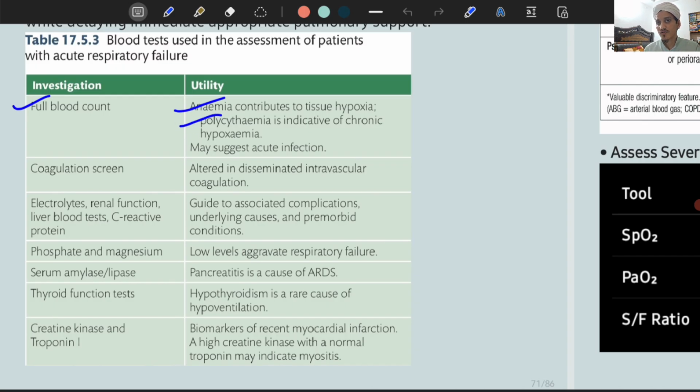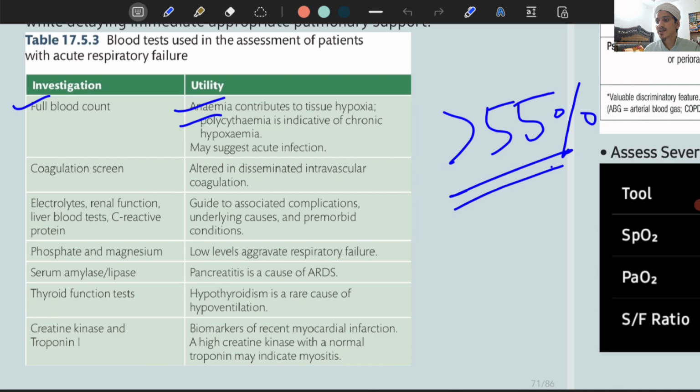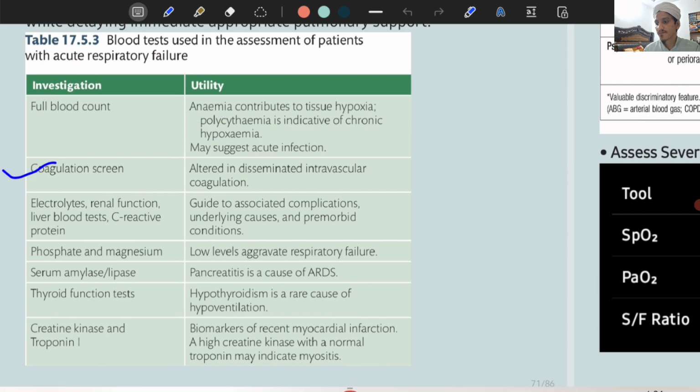If hemoglobin is raised and hematocrit is more than 55% in males, that is polycythemia, which is indicative of chronic hypoxemia or chronic respiratory failure. If the WBC count is raised, it suggests acute infection. You will see hemoglobin, and mainly the WBC count. You will do a coagulation screen.